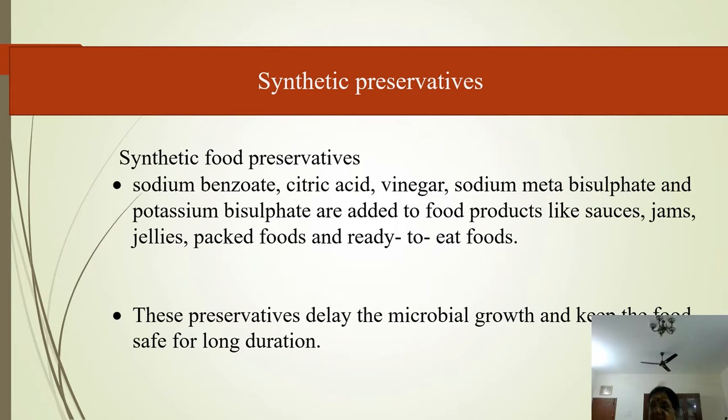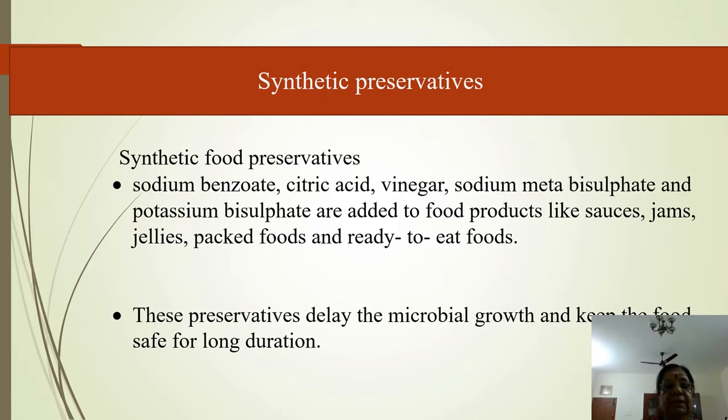canning. Right? Next is adding preservatives, we have already studied that. Oil and vinegar, salt, sugar, and then the synthetic chemical preservatives we studied: sodium benzoate, citric acid, vinegar, sodium metabisulfite, potassium bisulfite are added to food products like sauce, jam, jelly, packed food and ready-to-eat food. I hope you could follow this.